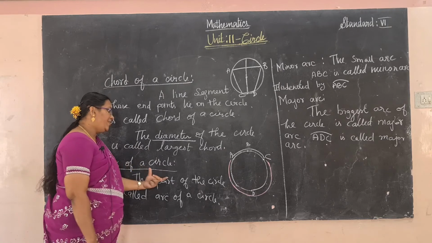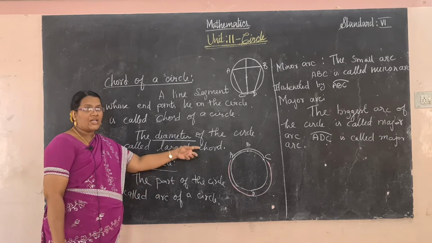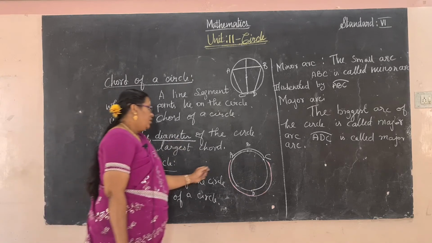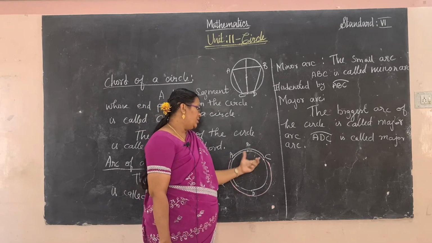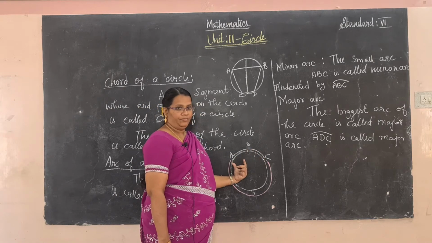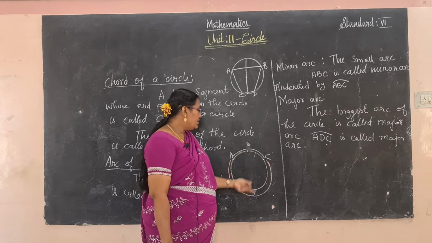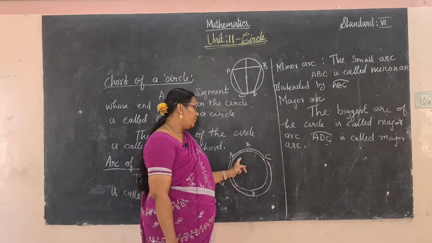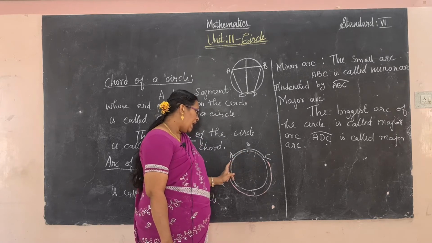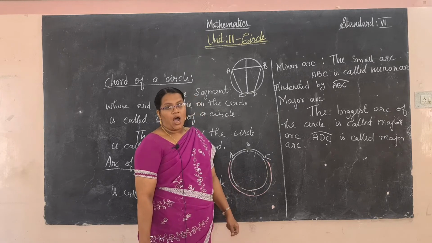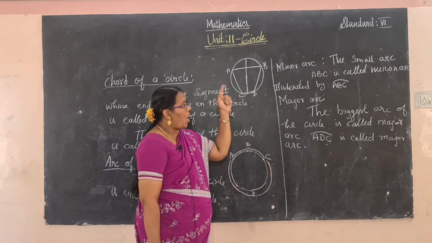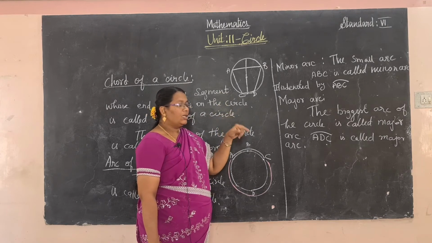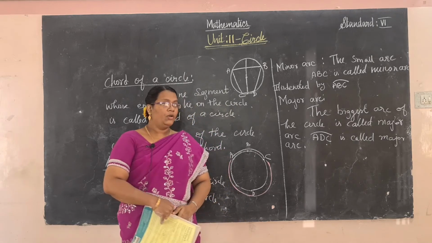And next one, arc of a circle. Arc of a circle means the part of the circle is called the arc of the circle, one of the parts. Okay, here ABC is the smallest arc. ADC is the largest or biggest arc. The smallest arc is called the minor arc. The largest part is called the major arc. It is denoted by the arc symbol. We can write arc ABC, arc ADC. Okay, I hope you have understood this.